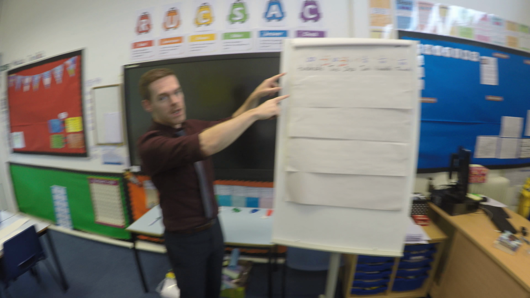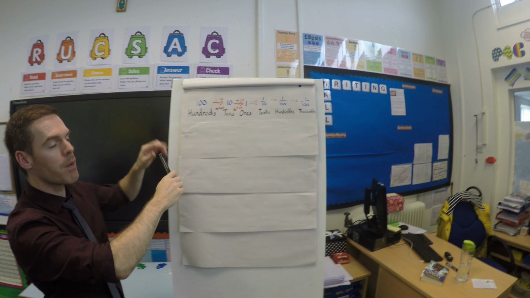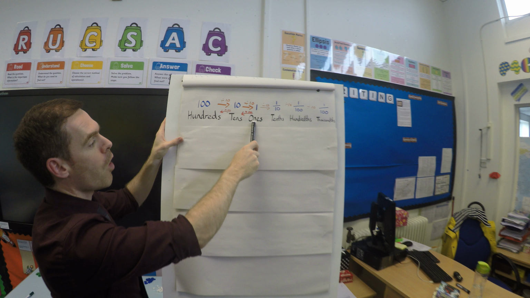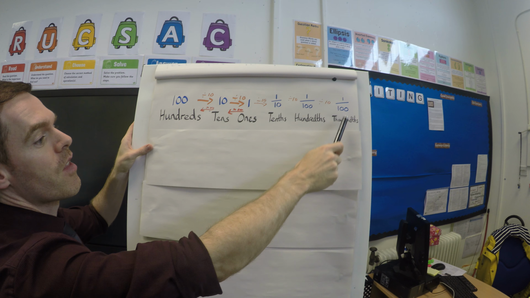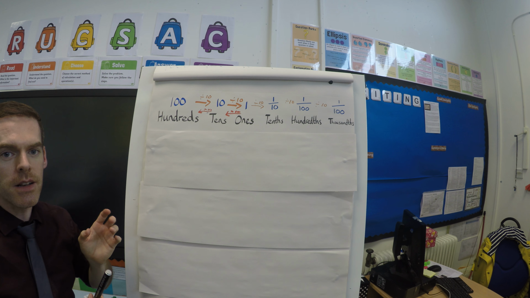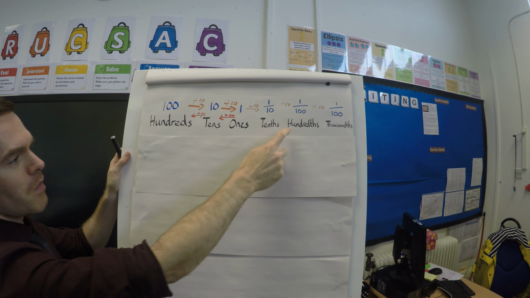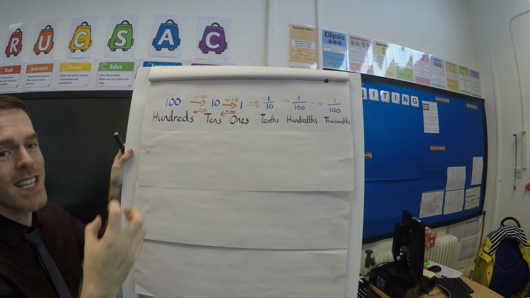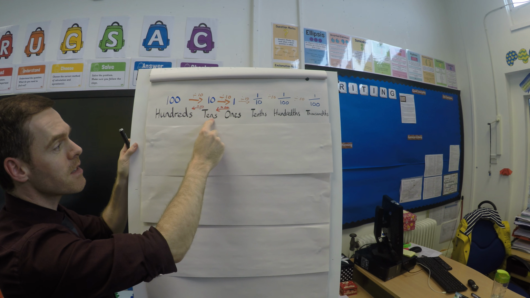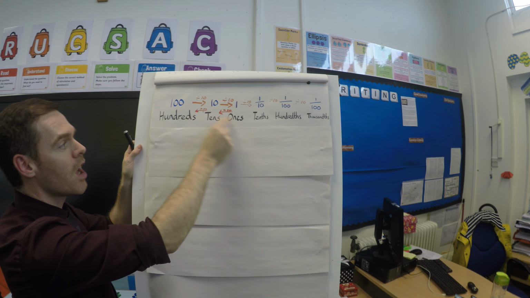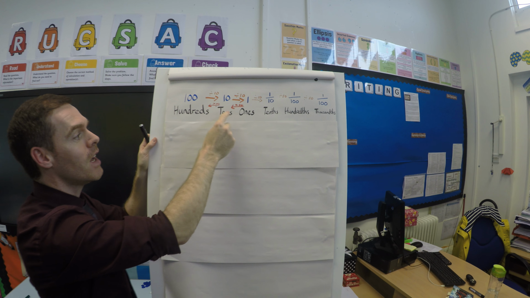So let's have a look back at our place value chart, and you can see here we've got hundreds, tens, ones, tenths, hundredths, thousandths, okay? And like we've been saying in class, each place value, as it goes up, is getting 10 times bigger. Tens is 10 times bigger than ones. Hundreds is 10 times bigger than tens.